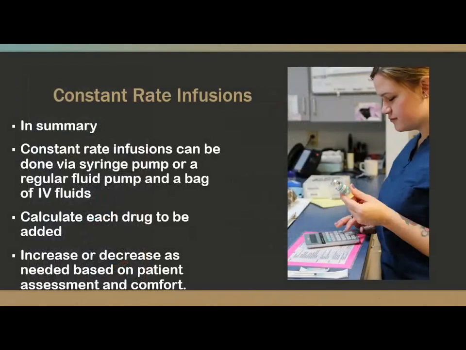I feel like I don't need to go too in-depth into a syringe pump, but I can if you guys want to. And there is more information in your proceedings and in your notes about calculating specific CRIs and looking at syringe pump. So in summary, they can be done via syringe pump or even a regular fluid pump in a bag of IV fluids, large bag, little bag if you have a little patient. You want to calculate each drug to be added individually, and you want to increase or decrease that CRI based on the patient's comfort.